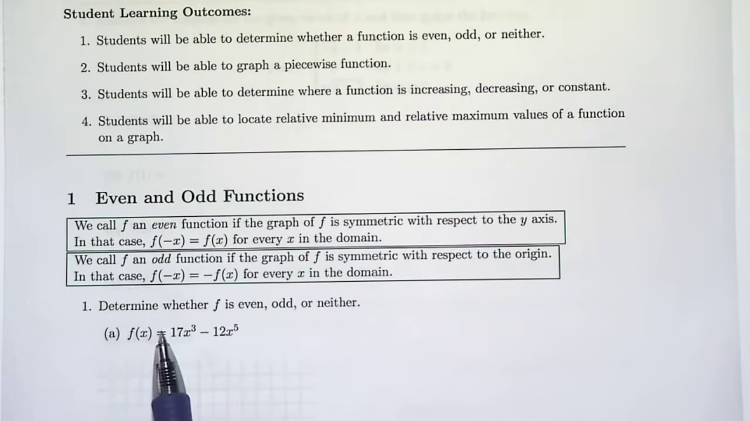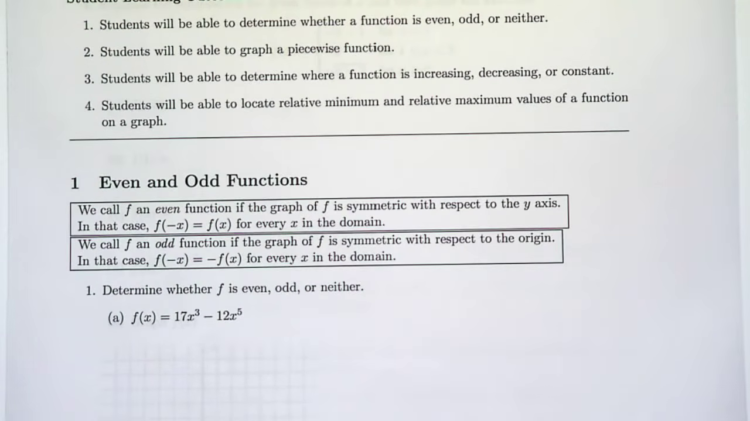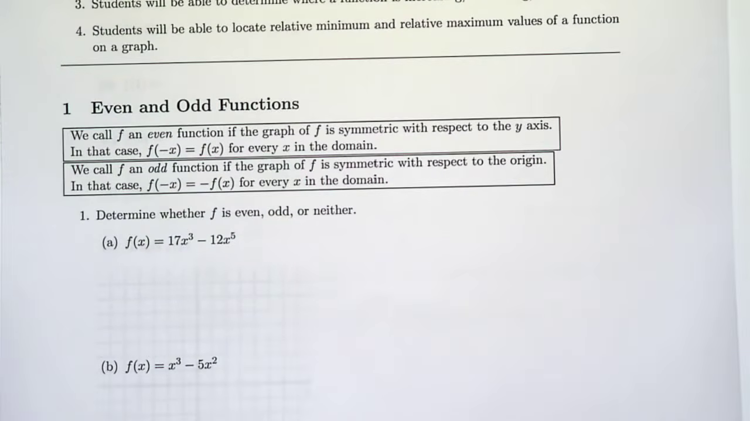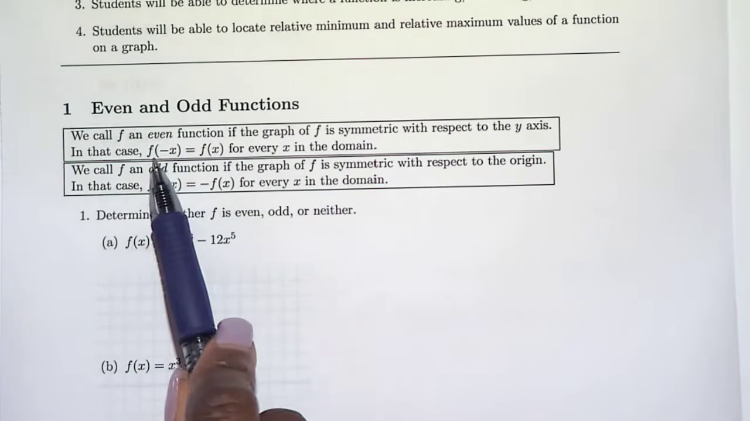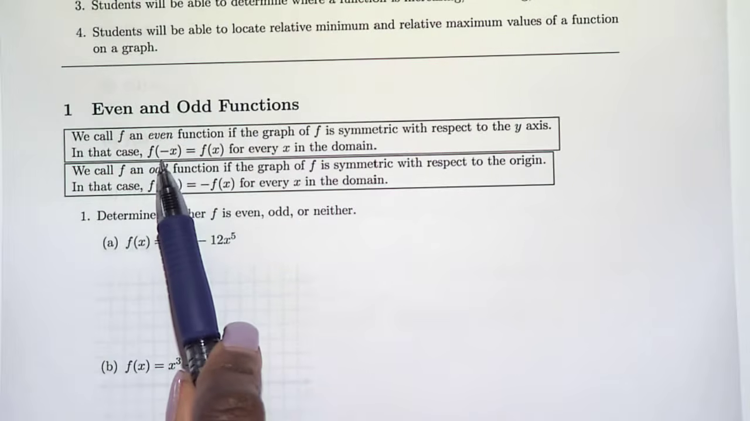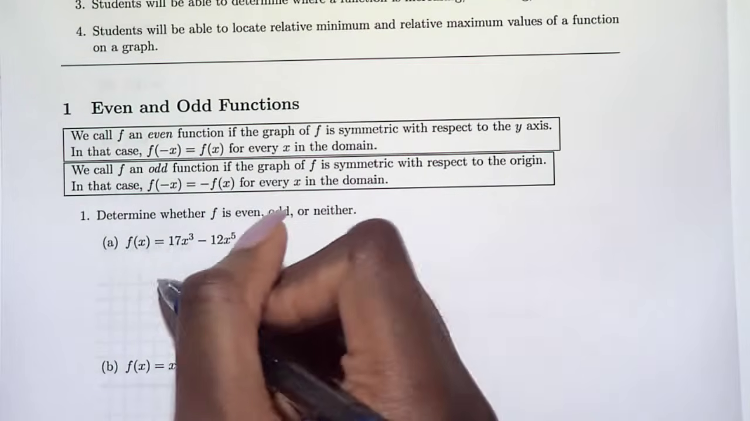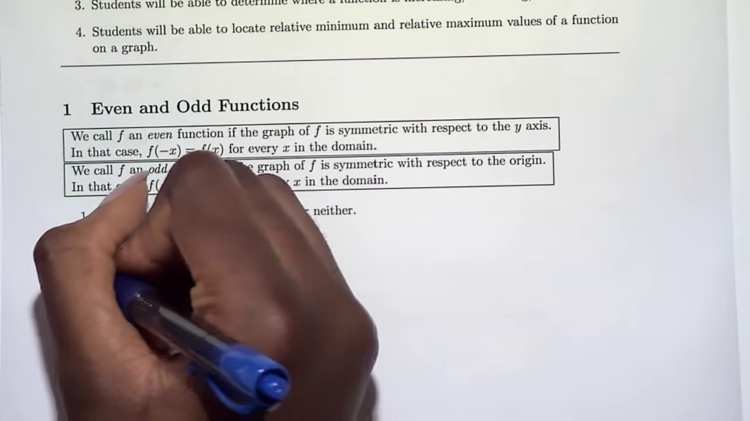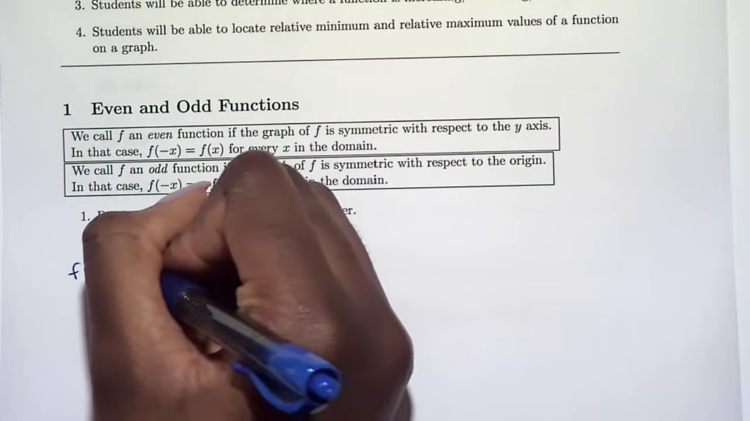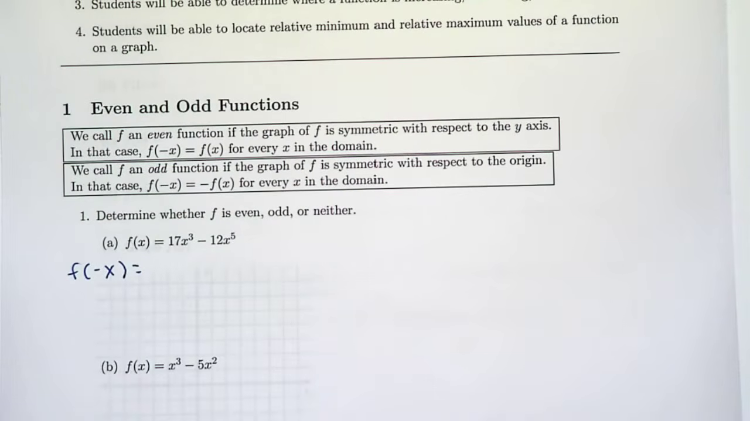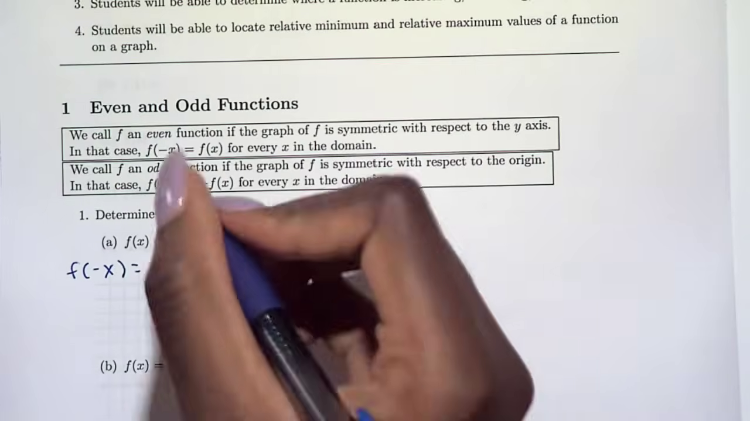Okay, so let's determine whether our function is even, odd, or neither. Part A: 17x to the third minus 12x to the fifth. All right, let's check even first. We just have to show that f of negative x is the same as f of x. Well, we've got f of x. Let's figure out what f of negative x will look like. What does this mean? This just means we're going to replace x in our function with negative x.